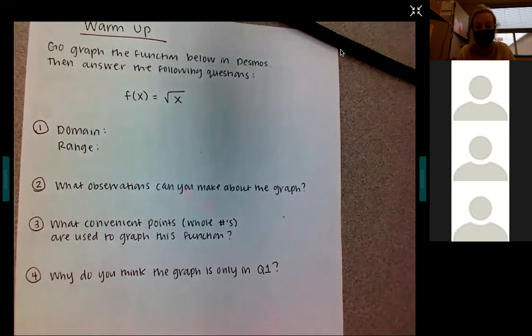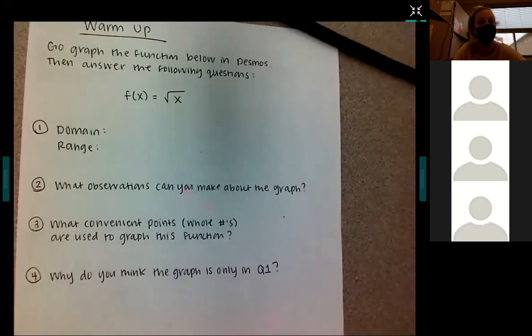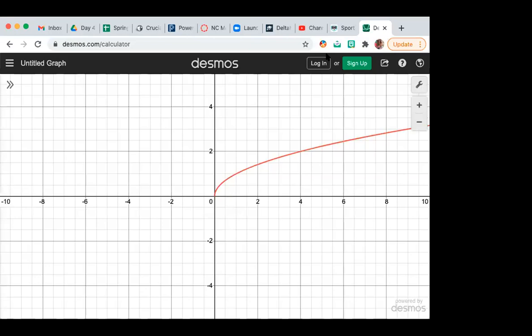Did you guys graph the function f of x equals square root of x in Desmos? Fantastic. So I'm going to switch to Desmos and graph mine, and we'll look at the graph together. When you graph the square root of x in Desmos, this is what the graph of the function looks like. Is everybody okay with that? All right. So then we're going to skip question 1 for now. I'm going to do that at the end.